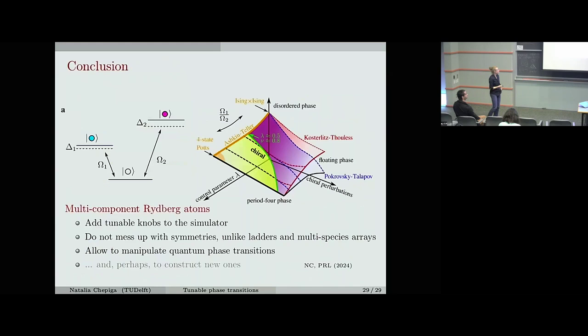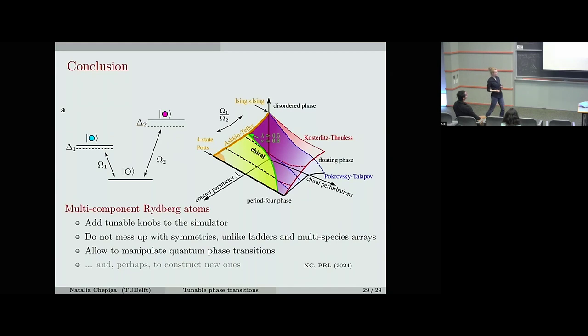So with this, I come to my conclusion. You see, with multi-component Rydberg atoms, we can go from qubit to qudit, right? We can enlarge the Hilbert space such that we basically open the possibility to manipulate quantum phase transitions, to probe quantum phase diagrams that are in a multi-dimensional parameter space, but yet we do not mess up the symmetries.